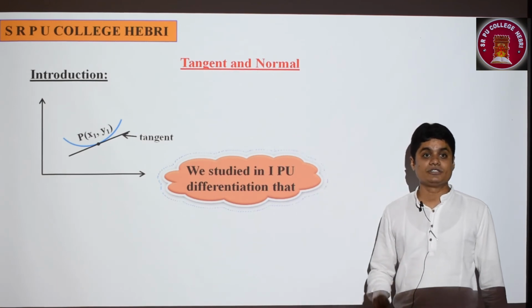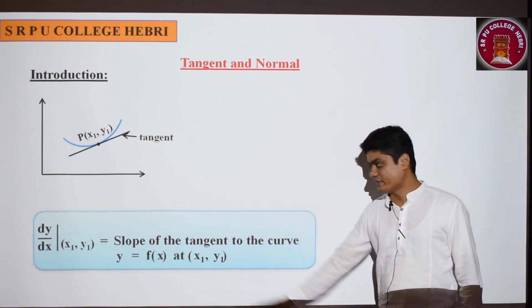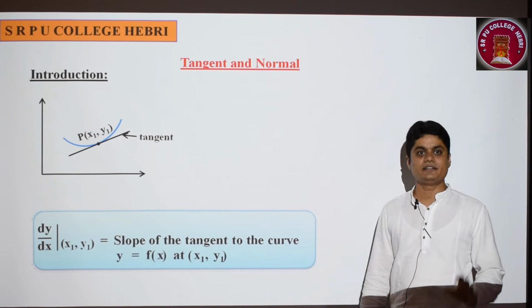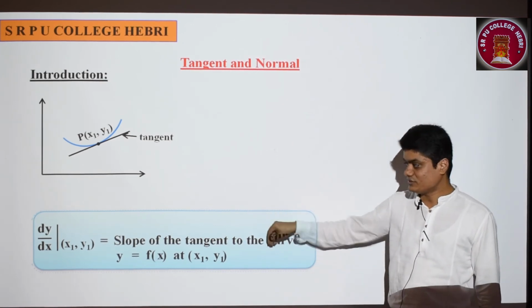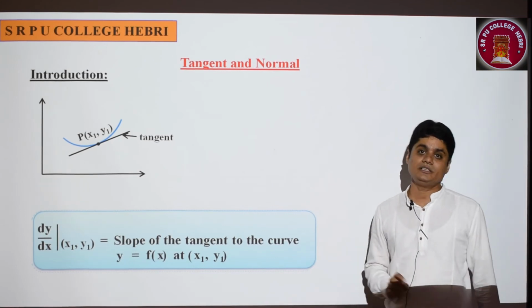Slope of the tangent to the curve at x1 y1. So dy by dx at x1 y1 is the slope of the tangent to the curve at x1 y1. This you already know; you studied this in first PUC. Now I am using this concept to find the equation of the tangent to the curve at the given point.